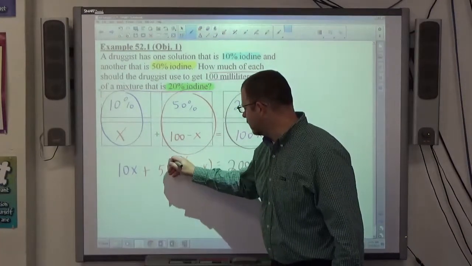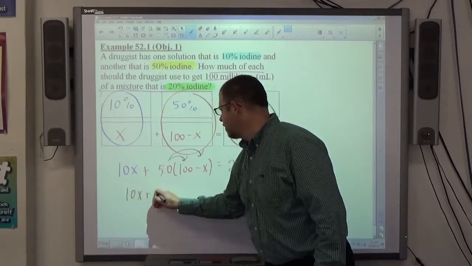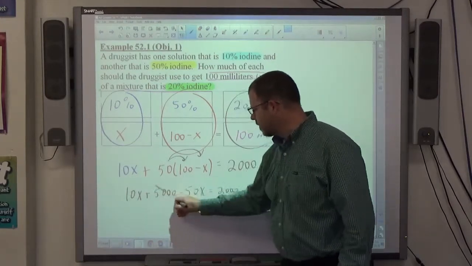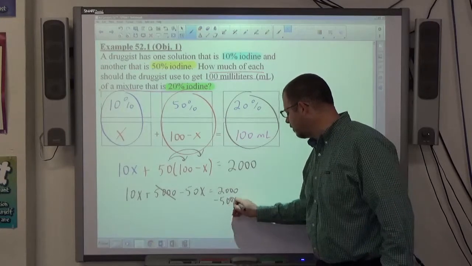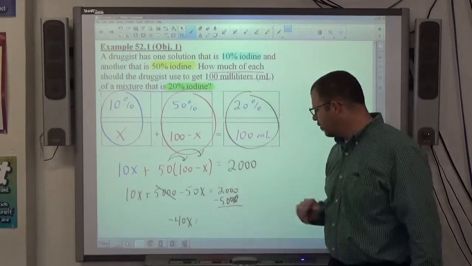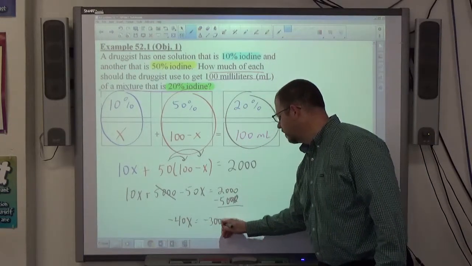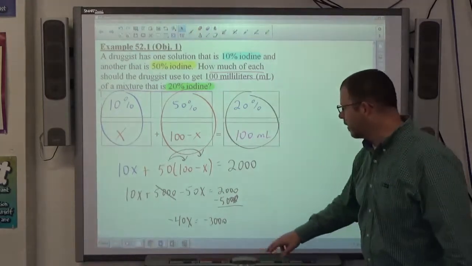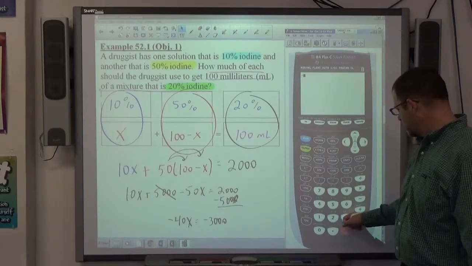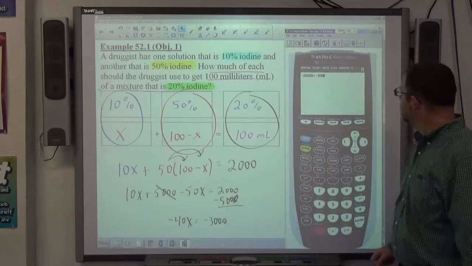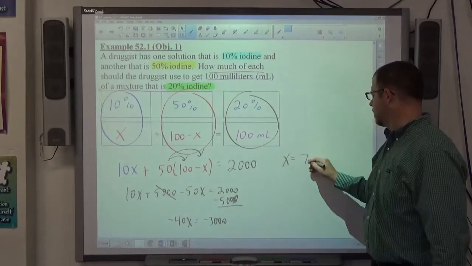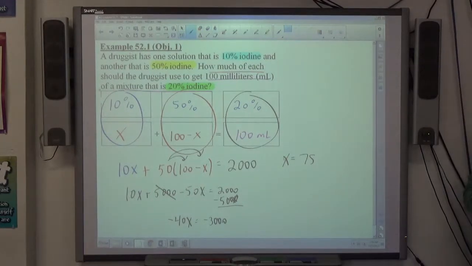And what's left to do is to solve the equation. Distributive properties required here. So I'm going to get 10x plus 5,000 minus 50x equals 2,000. Move the 5,000 over to get the x's isolated on the left. 10x minus 50x is negative 40x. 2,000 minus 5,000 is negative 3,000. So to get x, I simply have to divide negative 3,000 by negative 40. Comes out to 75.